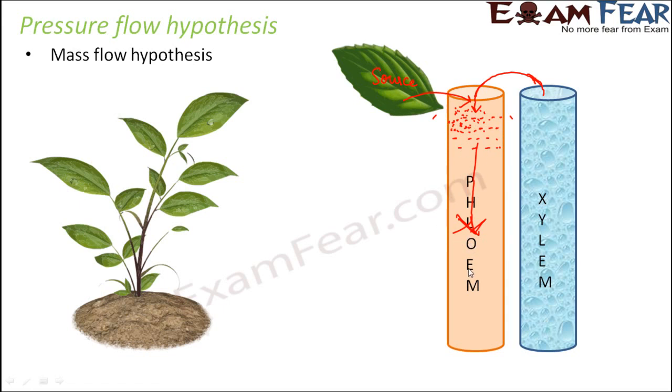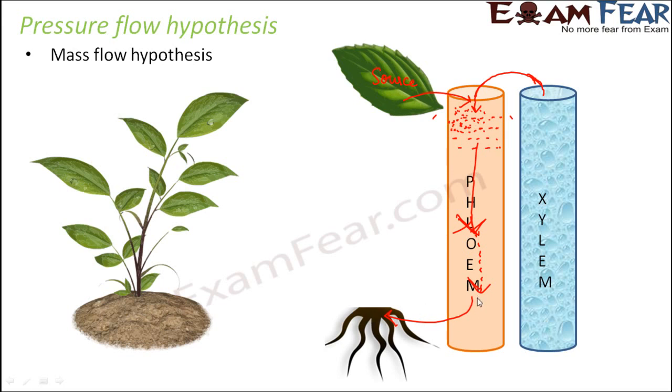Now as it moves towards the region of lower pressure, wherever it finds a sink, now this sink can be a root, it can be a flower, it can be a meristem, an apical meristem, whatever it can be. As it keeps moving down, whenever it finds a sink, the sugar is actively transported into the sink. So the sugar will actively go there, and the food is transported to this area.